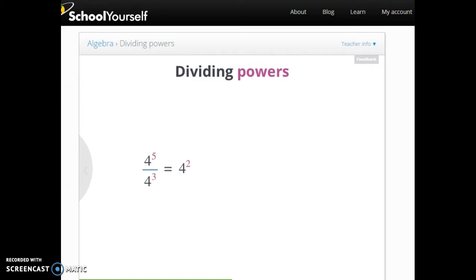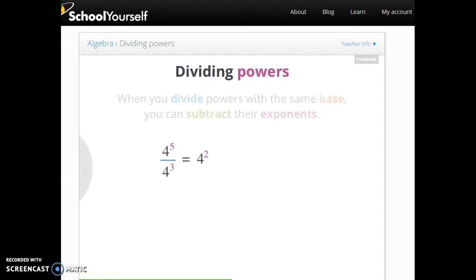Let's double check our answer to make sure it's right. 4 to the 5th is 1024, and 4 to the 3rd is 64. If you check on your calculator, 1024 divided by 64 is 16, which is indeed 4 squared. In general, whenever you divide powers with the same base, so these two powers have the same base of 4, then you can subtract their exponents.